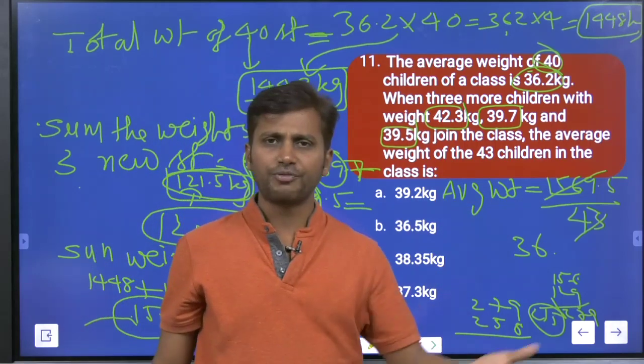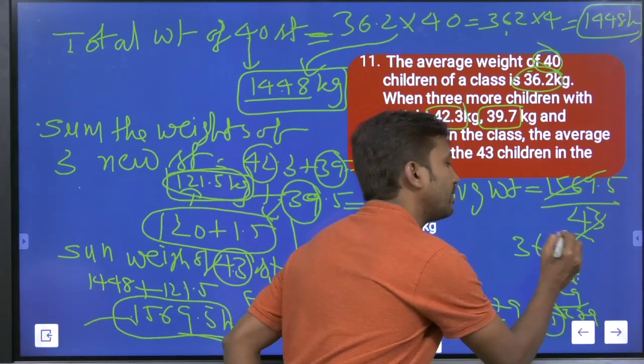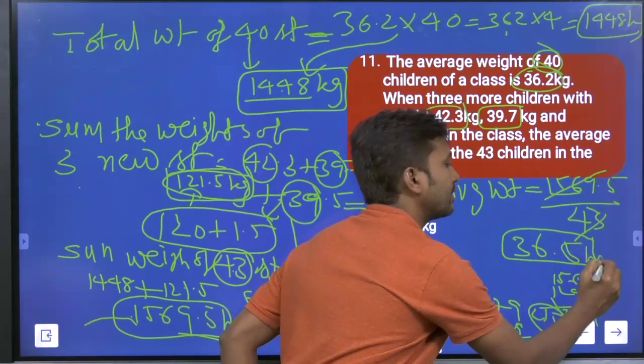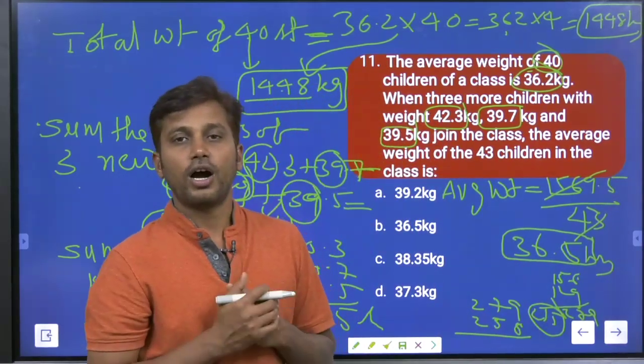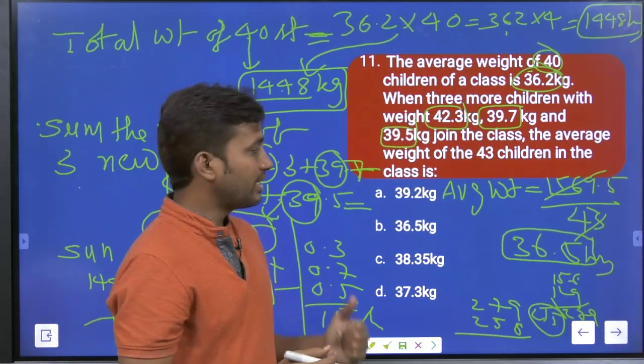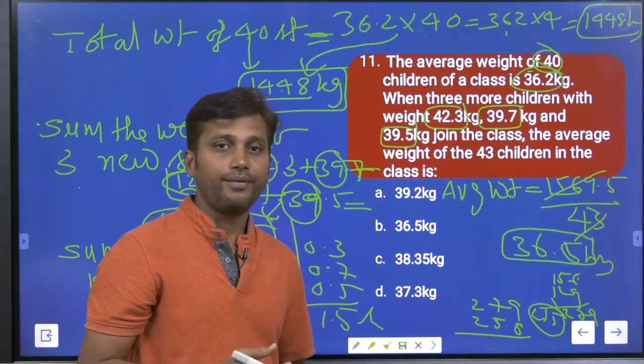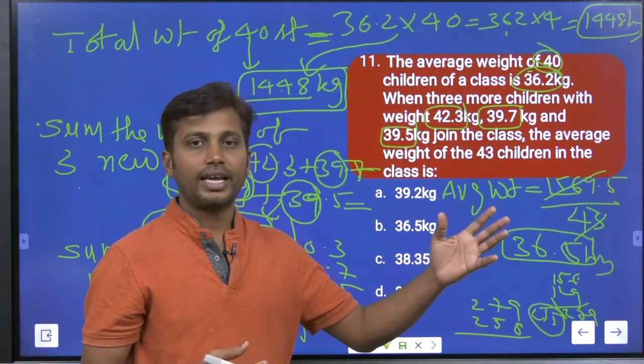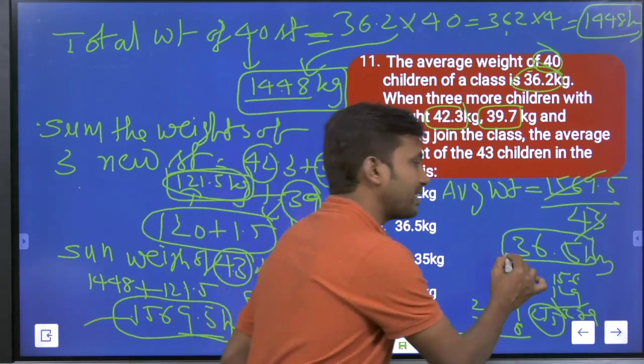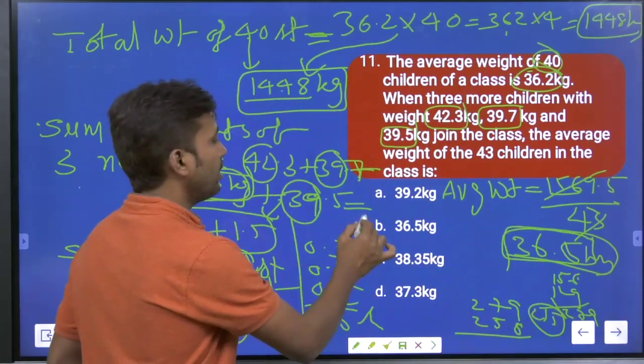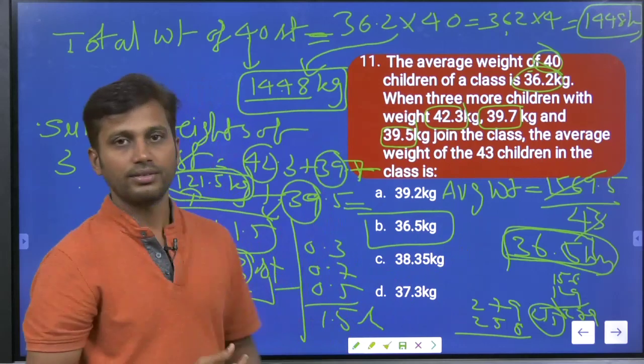How many times does it go? Is it 5 times or not? So how much is that? 36.5 kgs. So after doing the division, what is the average weight of the whole 43 students in the class? That would be your 36.5 kgs, which is given as option B in your question.